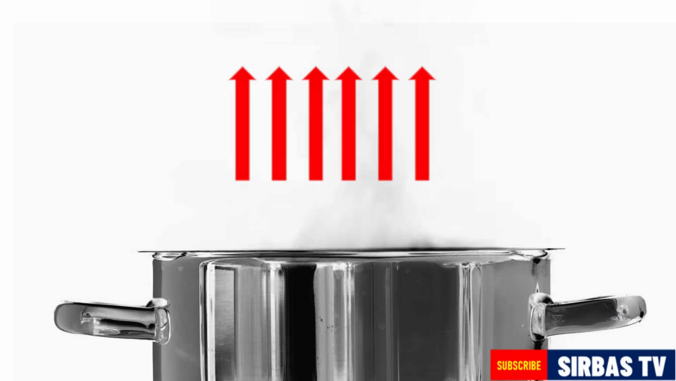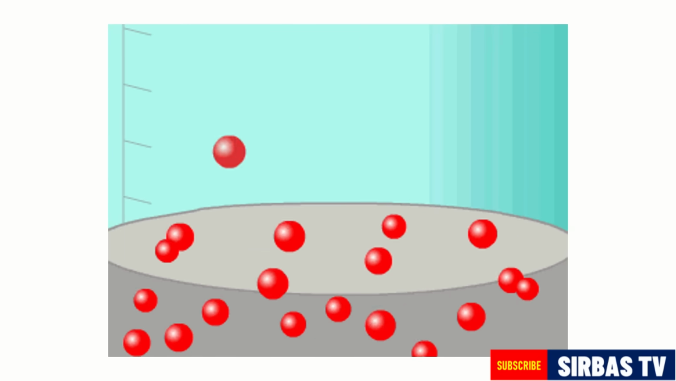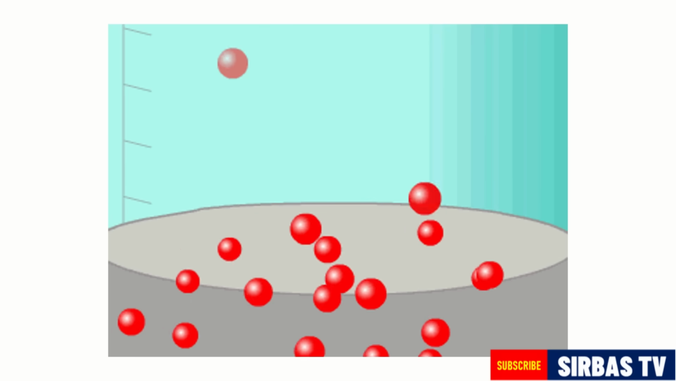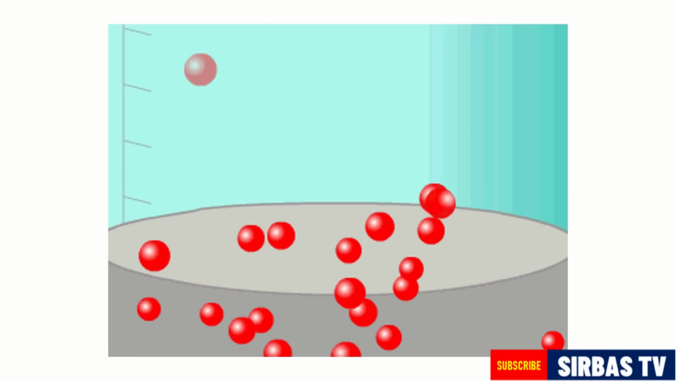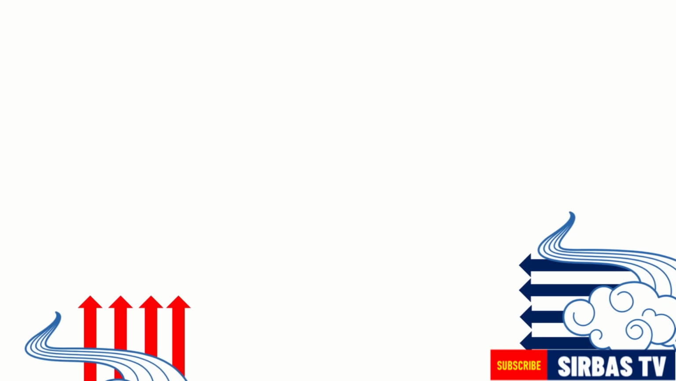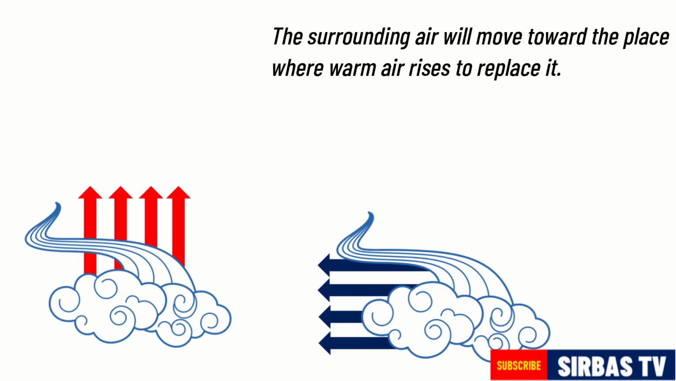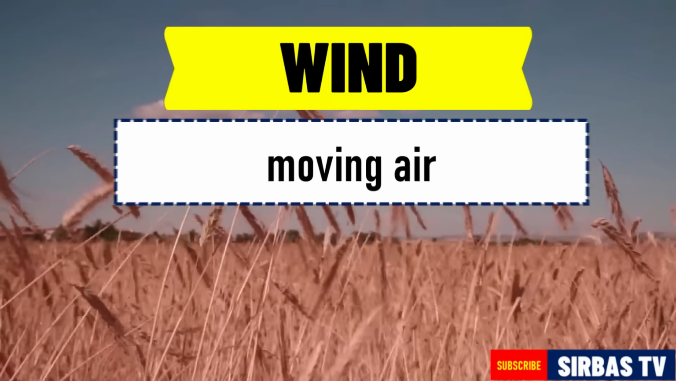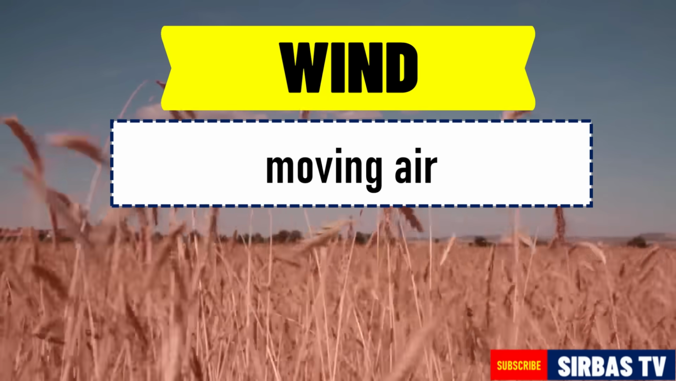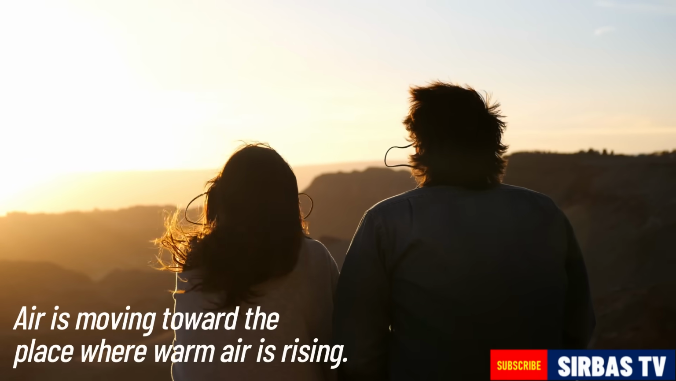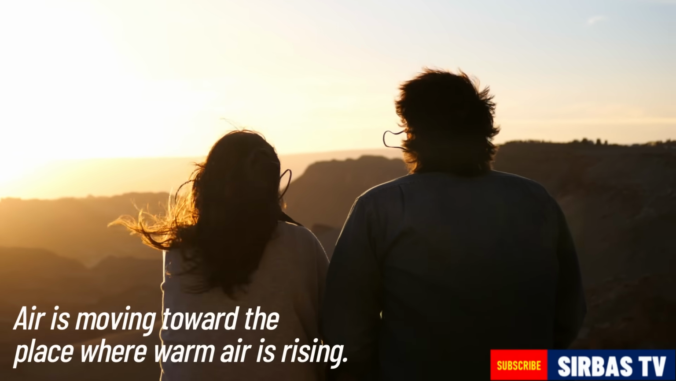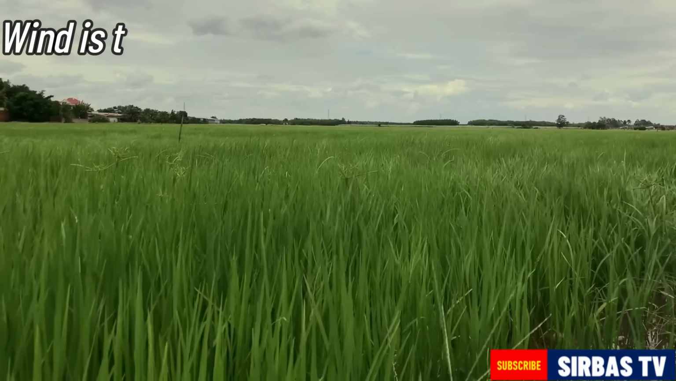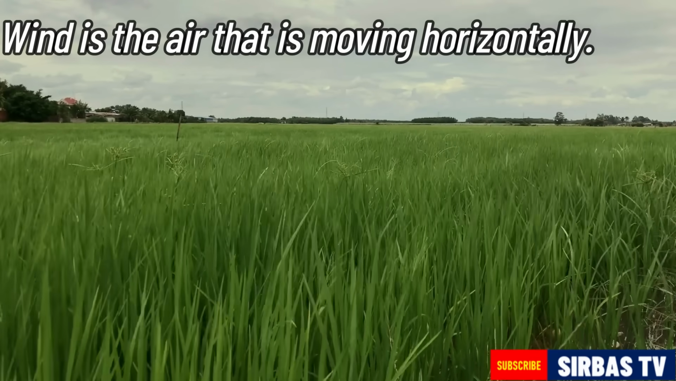In order to easily understand these atmospheric phenomena, we need to understand how air behaves. When the air is heated, it will rise. This happens because the air molecules of the heated air move faster and spread out, which makes the air less dense or light. When warm air rises from a certain place, the surrounding air will move toward it to replace the rising warm air. This moving air is called the wind. Thus, every time you feel the wind, it means that air is moving toward the place where warm air is rising. Moreover, it is important to remember that wind is the air that is moving horizontally.